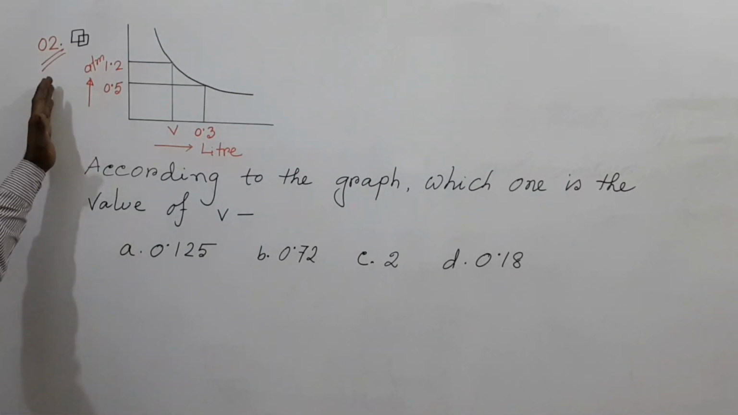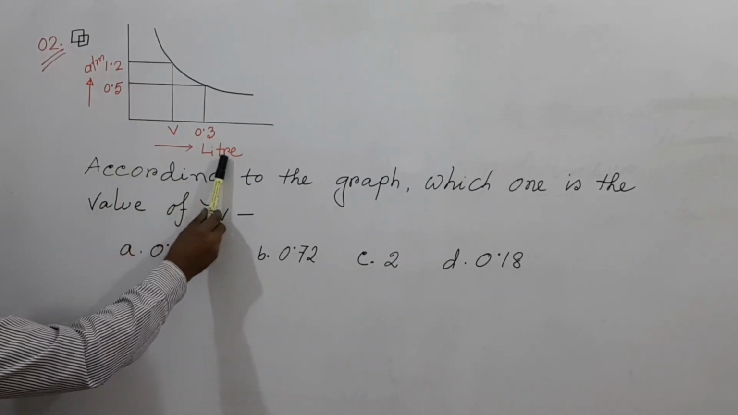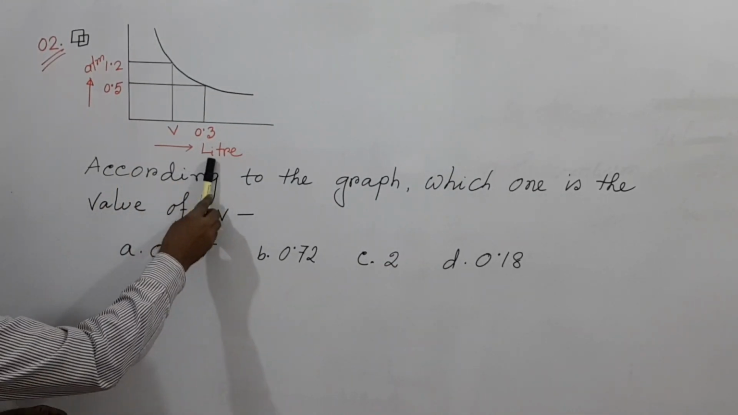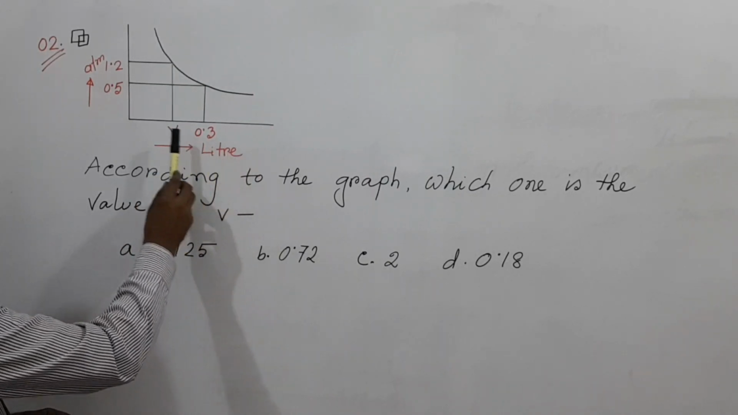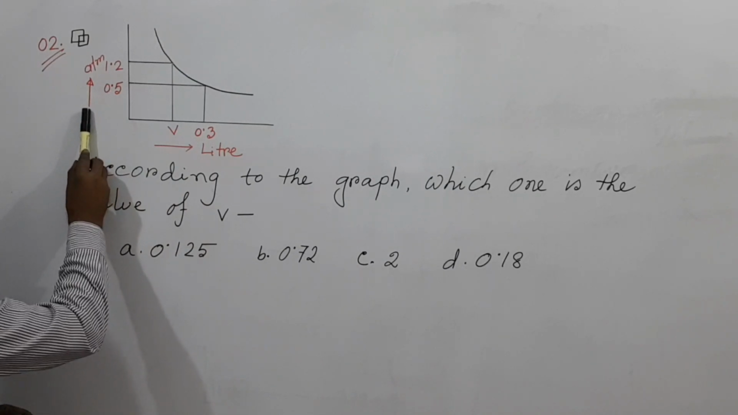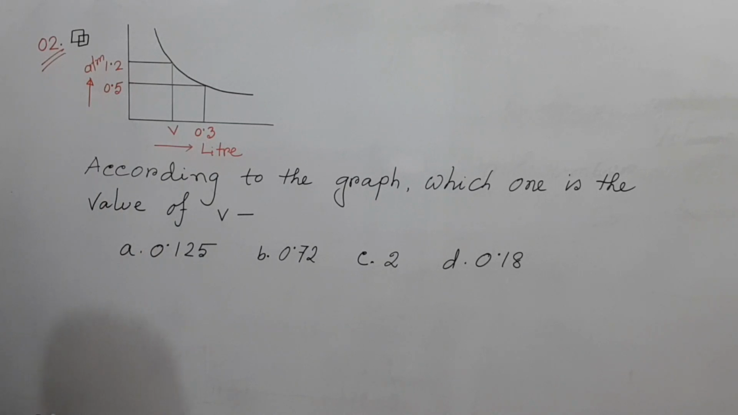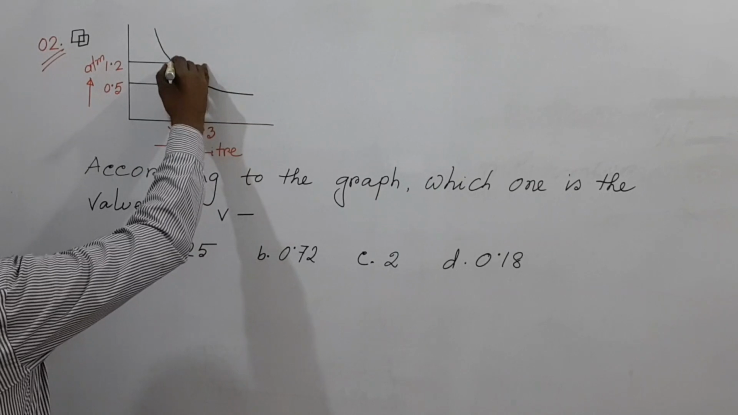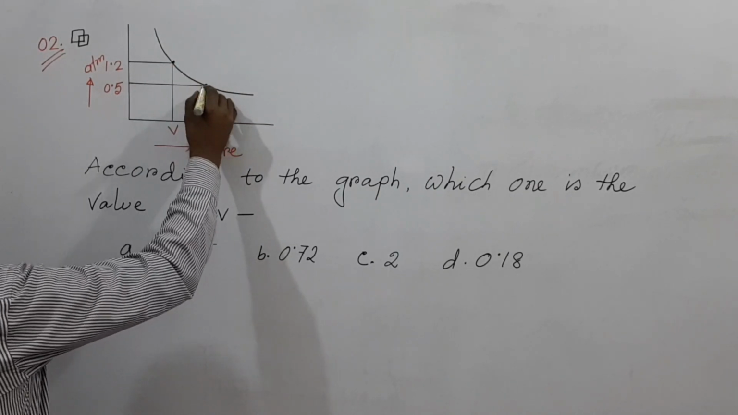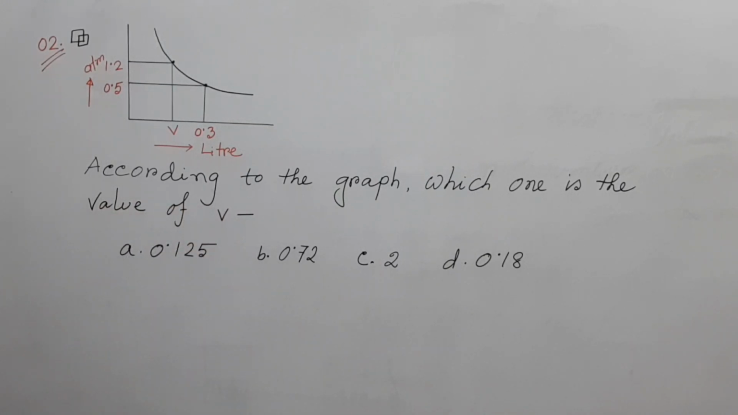My dear students, this is our second MCQ. Here in the graph, on the x-axis liter is given, that means on the x-axis we use volume, and on the y-axis atmosphere is given, this is the value of P. In this graph two points are given, this one and this one, and the question is, according to the graph, what is the value of V?